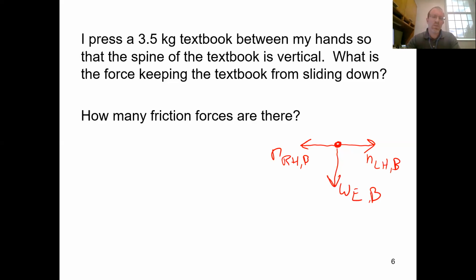How many static friction forces? Well, two. Two hands, two upward static friction forces. All right, and both of those are going to be directed that way.